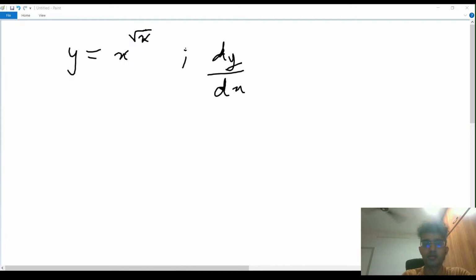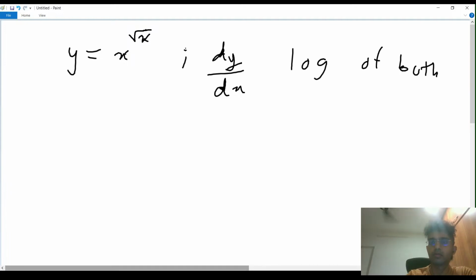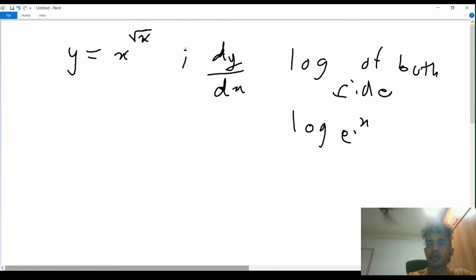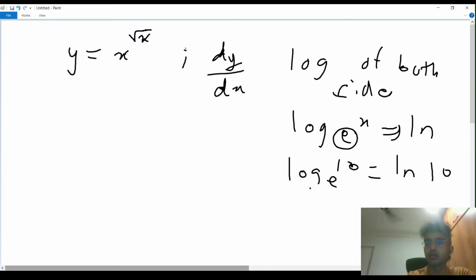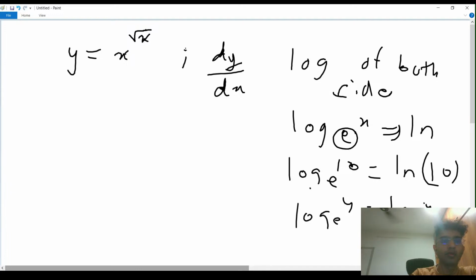All right. So how do you solve this? You take log of both the sides. And just keep this in mind. In calculus, log is always log to the base e. Log of x to the base e always, okay? The base is always e. So in calculus, it's written as ln. So log to the base e is always written as ln. So log of 10 to the base e is written as ln of 10, all right? Log of y to the base e is written as ln of y, right? So ln of y equals ln of x raised to root x.